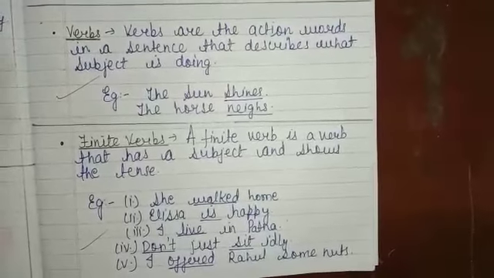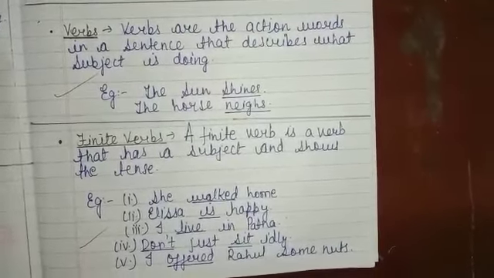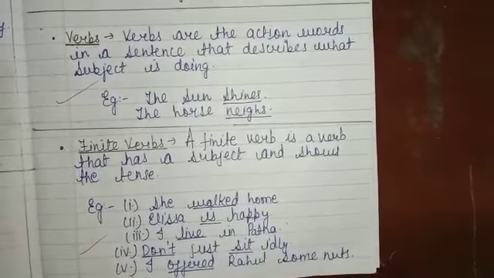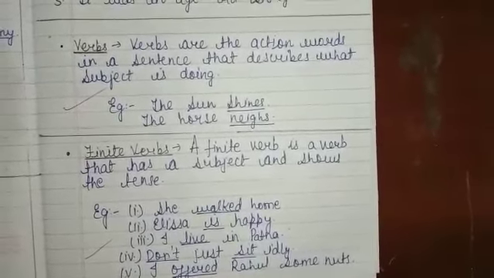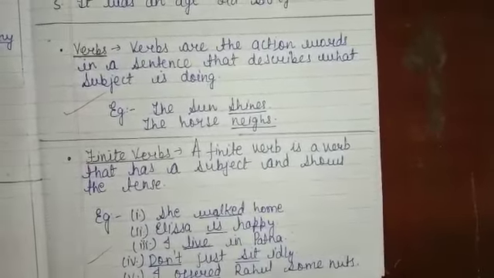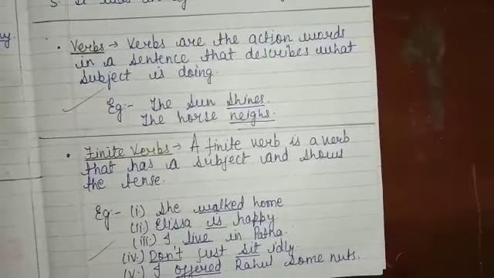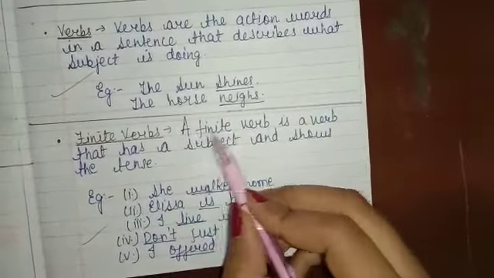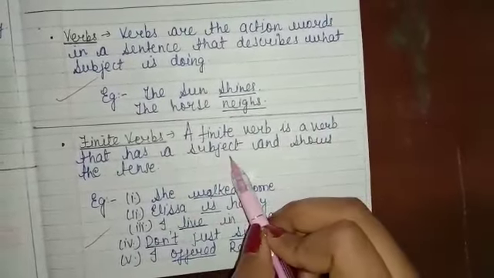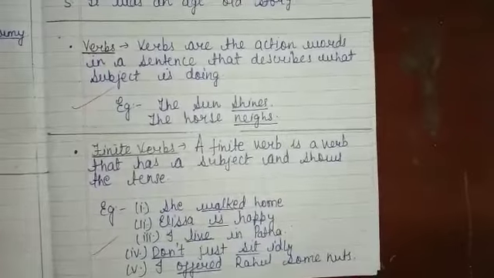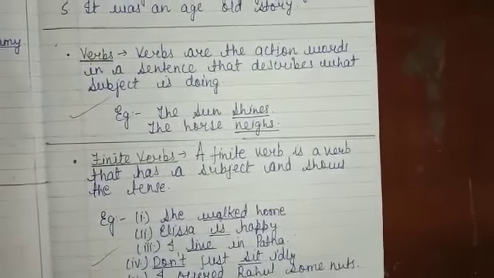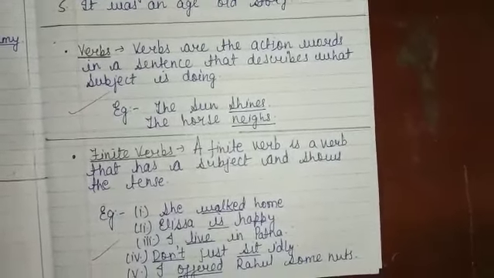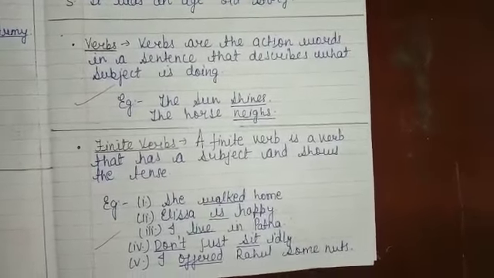Everyone, in this video we are going to discuss finite verbs. In the previous video we explained what we mean by verbs. Now in this video we are going to discuss finite verbs. This is a very important thing. A finite verb is a verb that has a subject and shows the tense. A finite verb is a verb that has a subject, and which shows the tense.